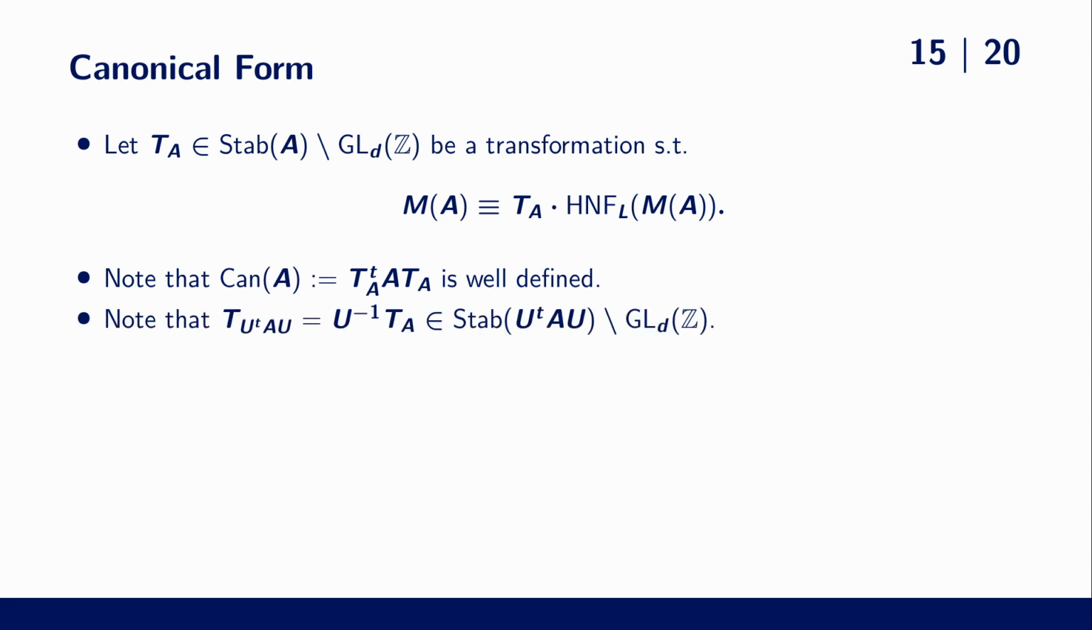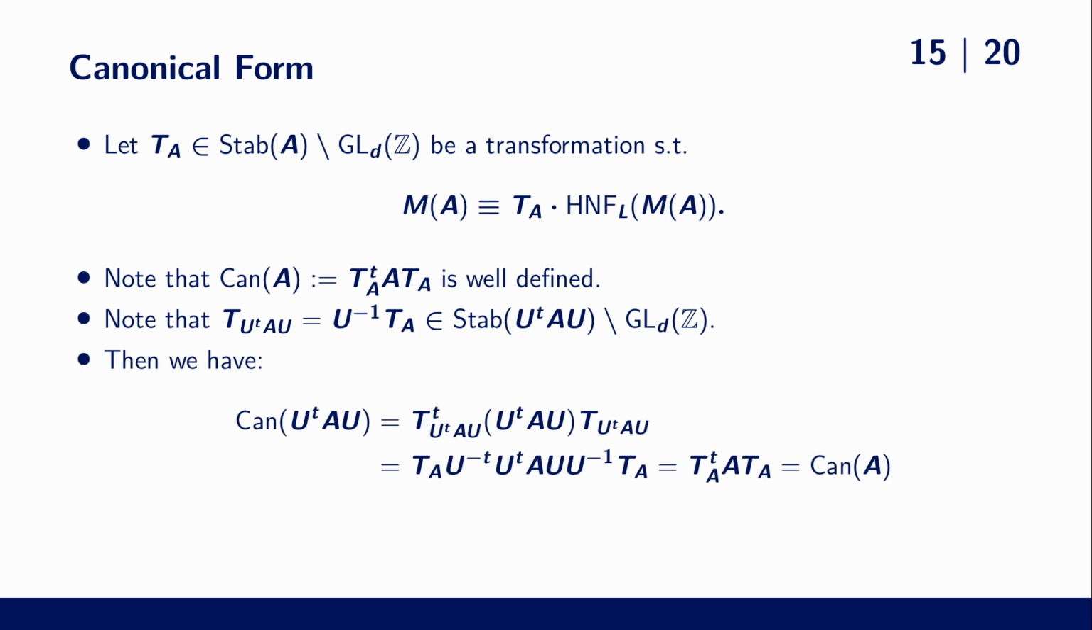Well, for this we also used that if you would apply this transformation, find this transformation of U transpose AU, then this is equal to U inverse times the transformation of A, up to the stabilizer of U transpose AU. This is exactly because if you look at the matrix corresponding to U transpose AU, this is exactly the same as U inverse times M_A up to the stabilizer.